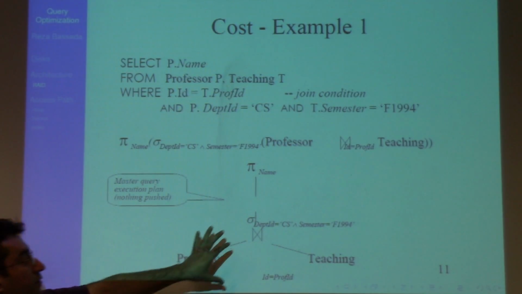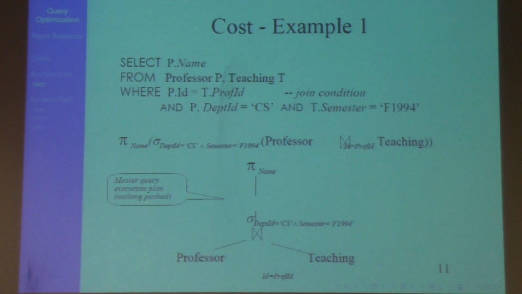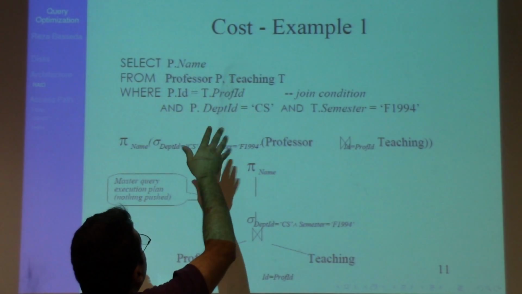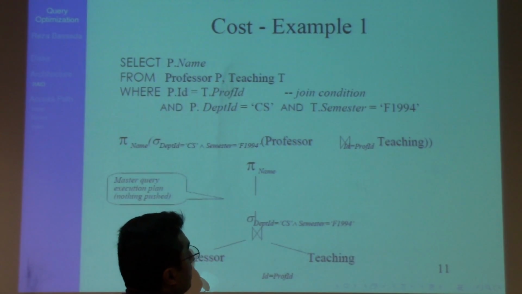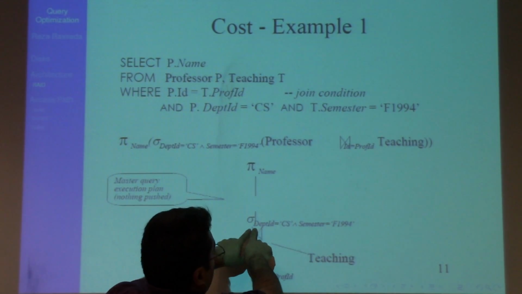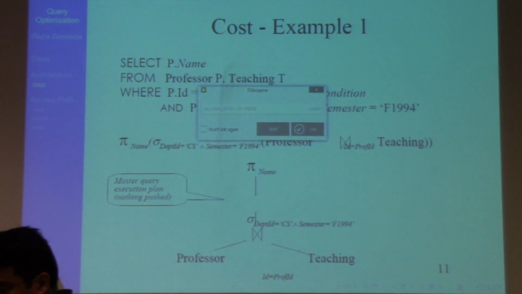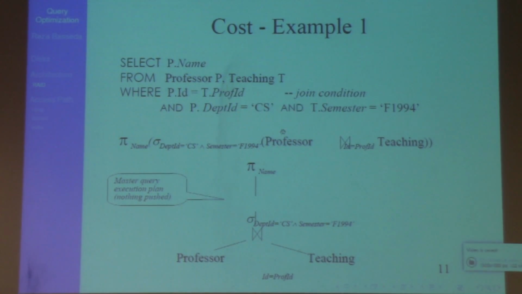This is a tree, right? This was the query. What was the query? Select P name from professor, teaching where this condition held. Okay? So for this purpose, what we did was first we joined professor and teaching, then we applied this condition.